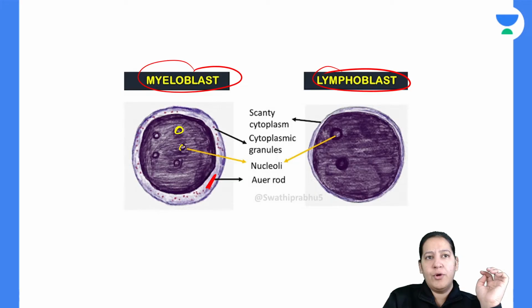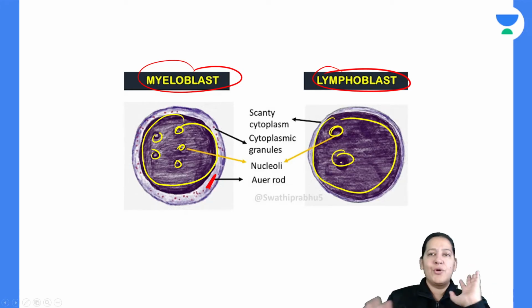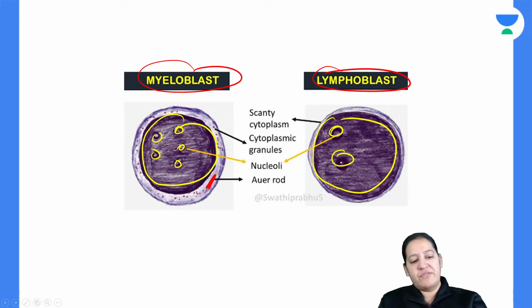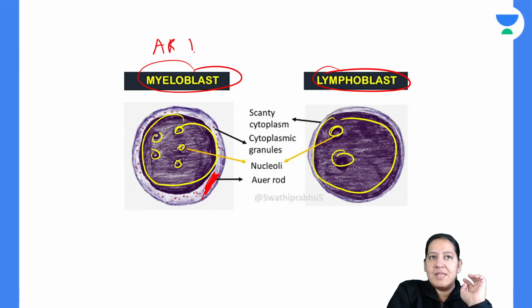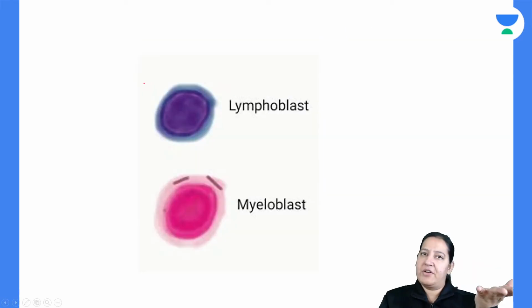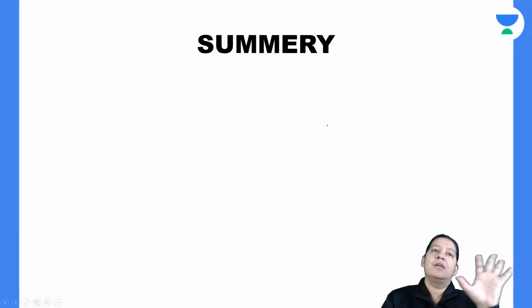You can see nucleoli are more prominent inside the nucleus here, and less prominent inside the nucleus here. So nucleoli is also a difference, size is also a difference, cytoplasm is also different, and the biggest difference is the iron rod, which I have told you. Iron rod is present in myeloblast, and absent in lymphoblast. Please learn the concept. These are the iron rods: myeloblast has iron rods, lymphoblast has none.